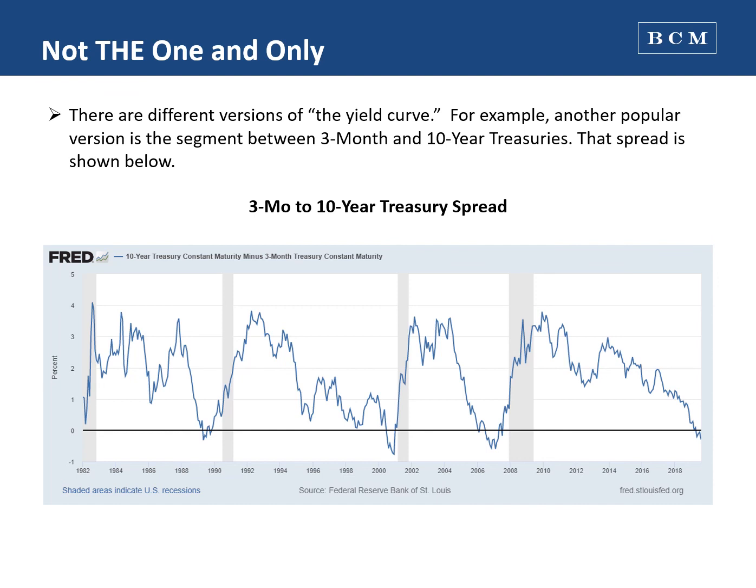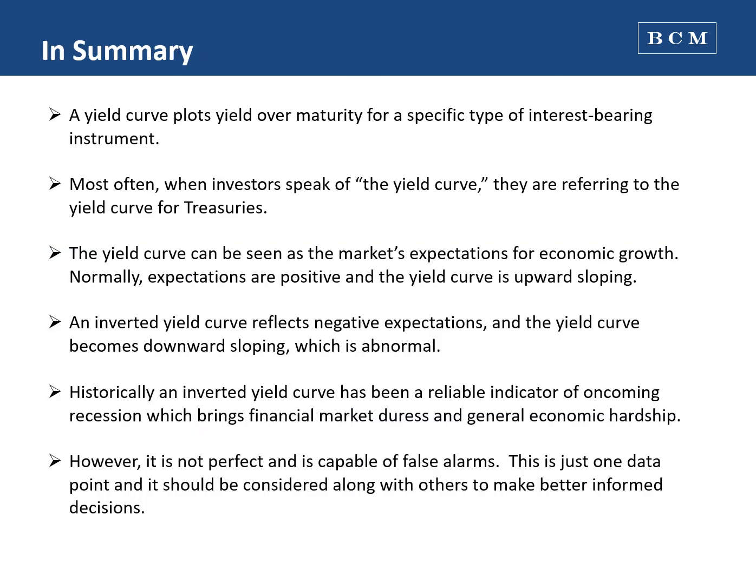Okay, so that wraps up this video. I know we went over a lot of stuff, so let's just do a quick summary. A yield curve is basically a graph that plots yield over maturity. It's typically used to show term yields for interest-bearing instruments like CDs and bonds, and the most popular yield curve is the yield curve for U.S. Treasuries. Now, we can think of the Treasury yield curve as the market's expectations for growth. When expectations are positive, the yield curve is upward sloping and long-term yields are higher than short-term. When expectations are negative, the yield curve is downward sloping with short-term rates higher than long-term rates. This is also called an inverted yield curve.